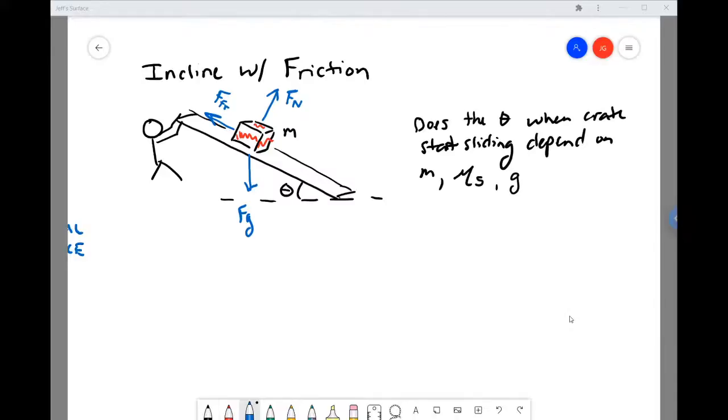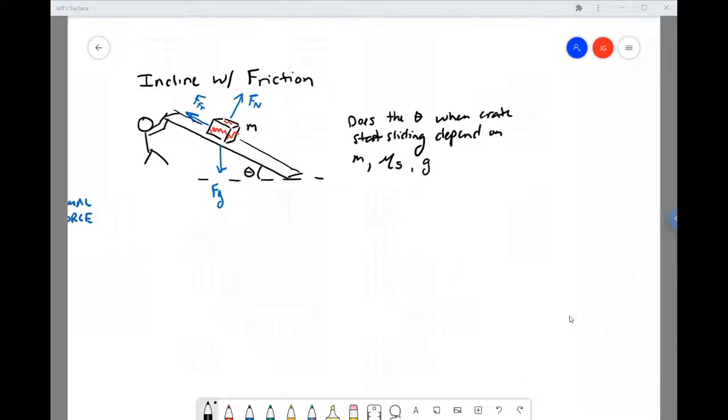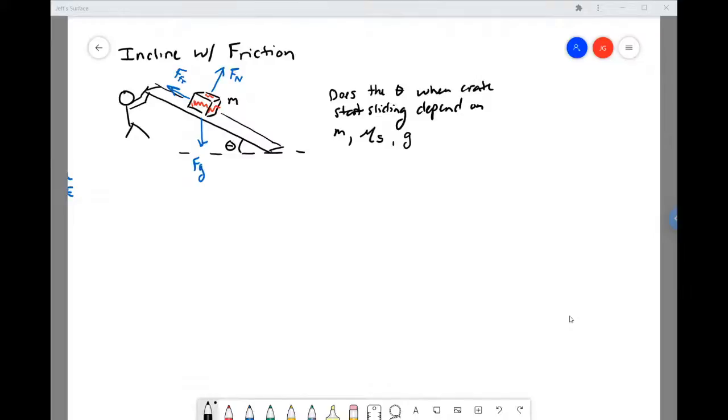So let's turn this into a cleaner free body diagram. Here's our crate. Here's our normal force, exactly the same. Here's our force of gravity. And here is our friction.